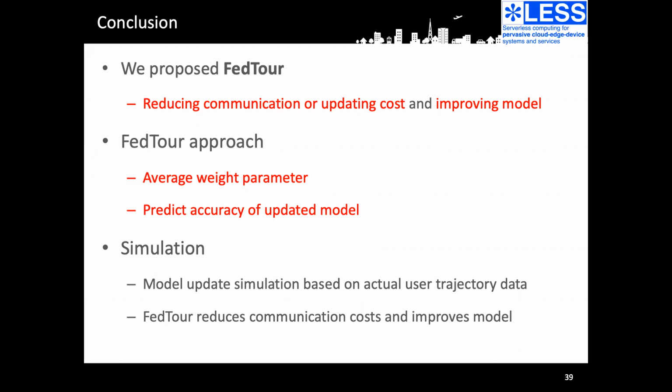FedTour consists of 2 approaches. The sub-approach uses weight parameters for simple communication and updating. The main approach is to predict the accuracy of the updated model to avoid unbeneficial communication. We conducted a model updating simulation with actual trajectory data. The simulation shows that our method can reduce communication or updating count and improve tourist models.